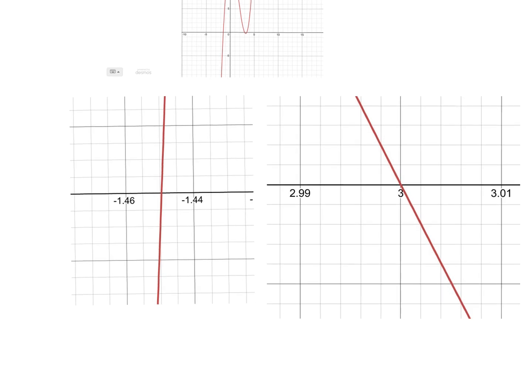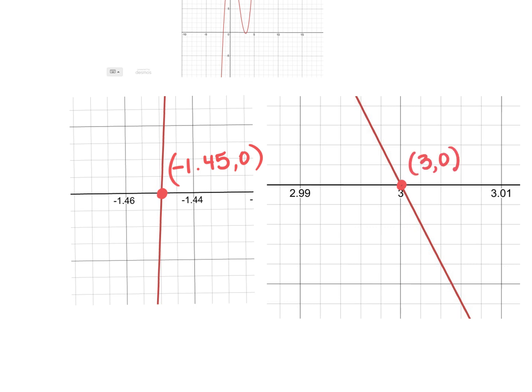So we can see from this one that I am at negative 1.45. That's one of my x-intercepts. And if it wants it as an ordered pair, you'll write it like that. Another one is at x is equal to 3. So that would be at (3, 0).